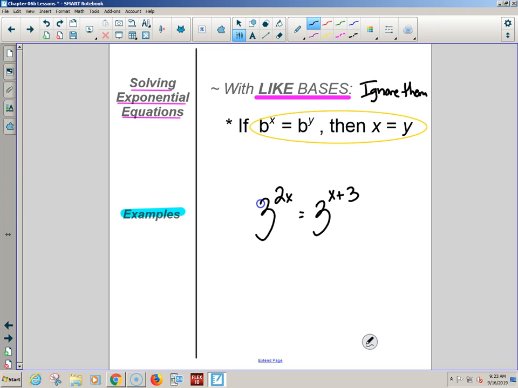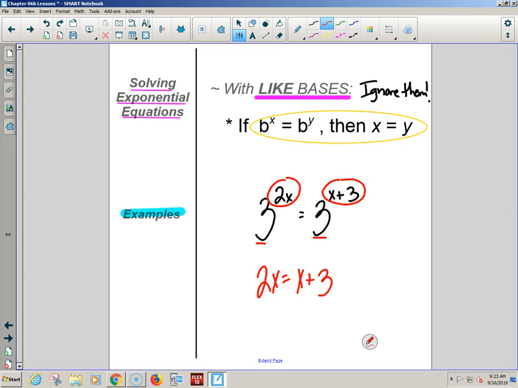Ignore them. Meaning, are the bases alike? Yes. Sweet. Let's ignore them. So we can just say 2x equals x plus 3. The only way that this equation can be true is if the powers are equal, since the bases are alike. With like bases, we get to ignore them. As long as they're alike, sweet, we get to ignore them.